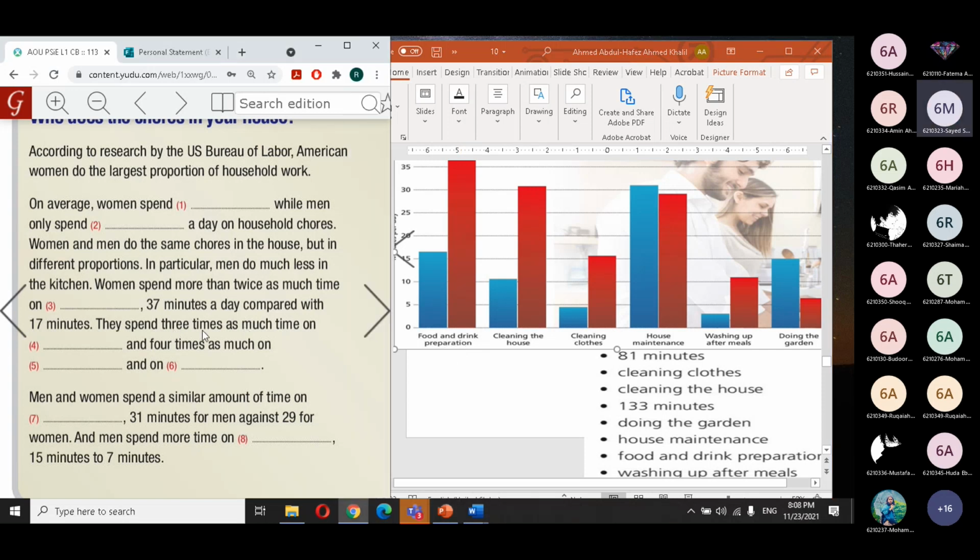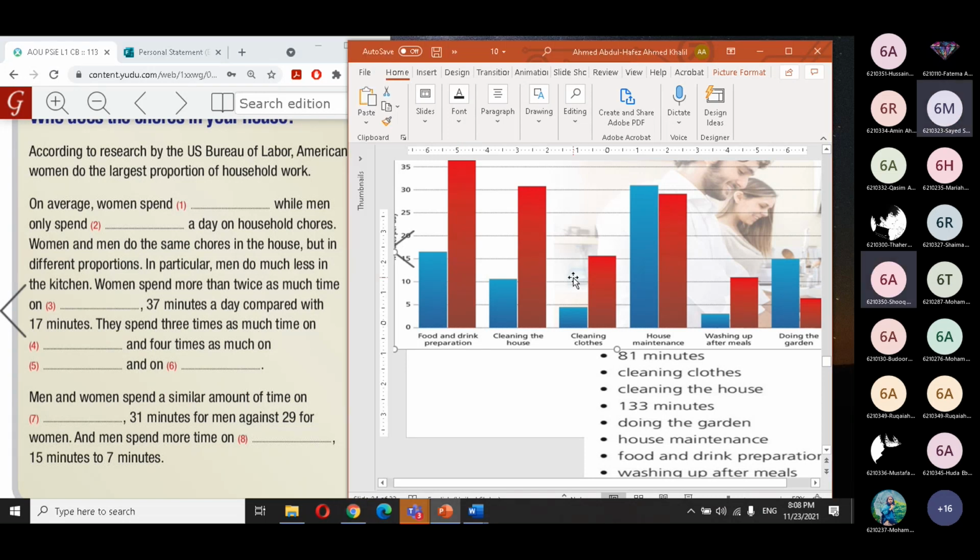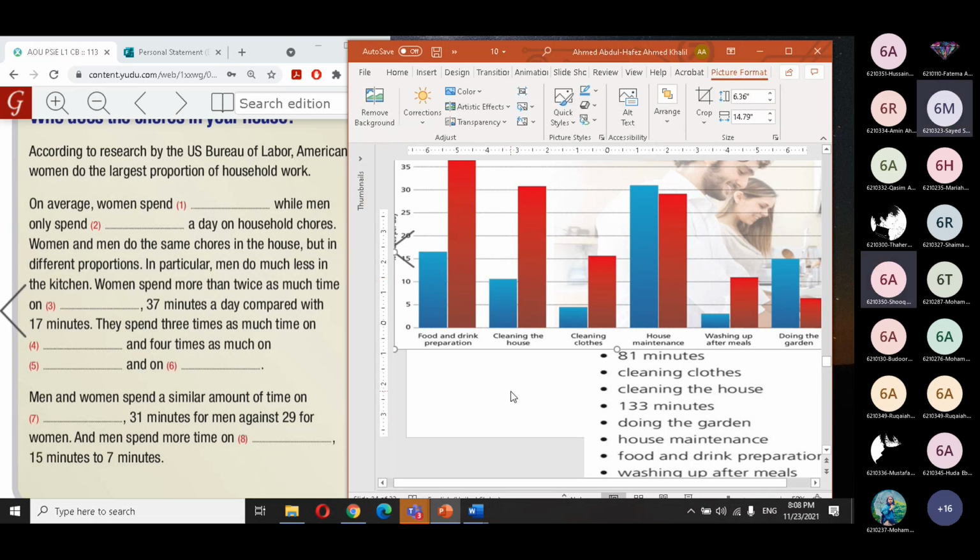They spend 3 times as much time on, which one is the female 3 times? Cleaning the house. Yes, look here, cleaning the house 31, and this one is 10 or 11. So yes, excellent. This one is 3 times as much on cleaning the house.